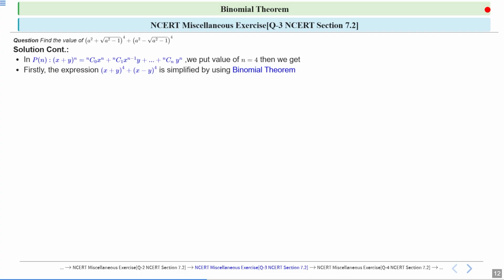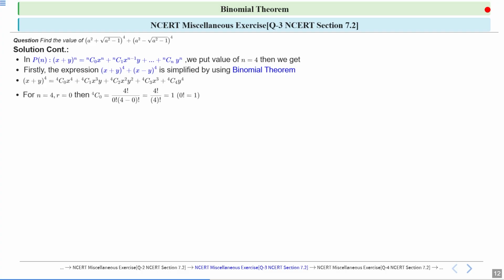We put the value of n equal to 4. Then we get the expression (x plus y) whole to the power 4 plus (x minus y) whole to the power 4, which is simplified by using the binomial theorem. So (x plus y) whole to the power 4 is equal to 4c0 x to the power 4 plus 4c1 x cube times y, and the other terms, and the last term will be 4c4 y to the power 4.